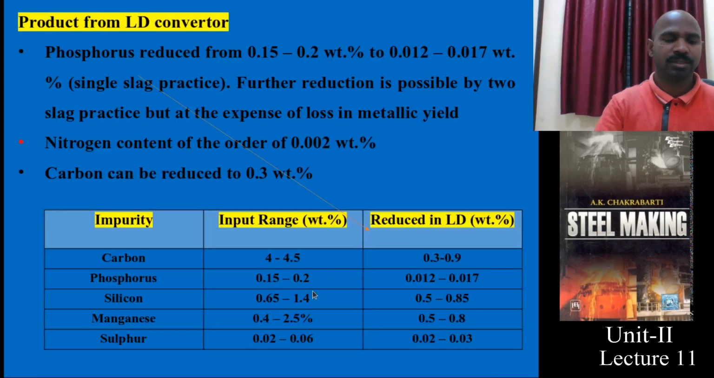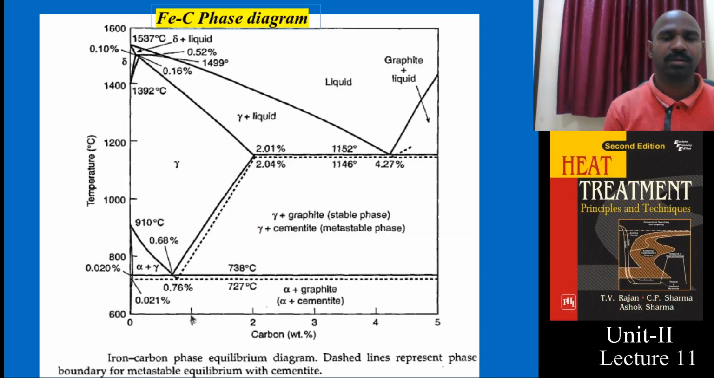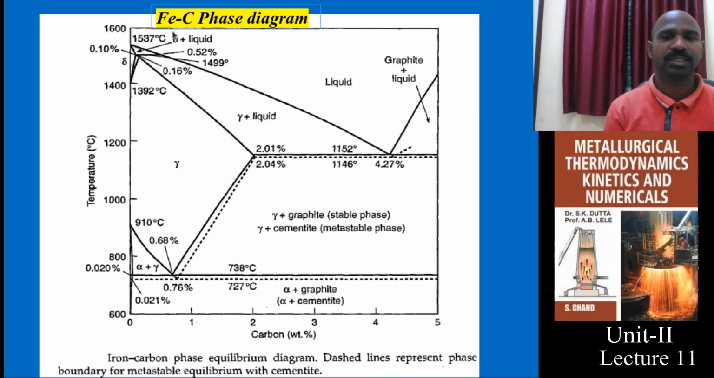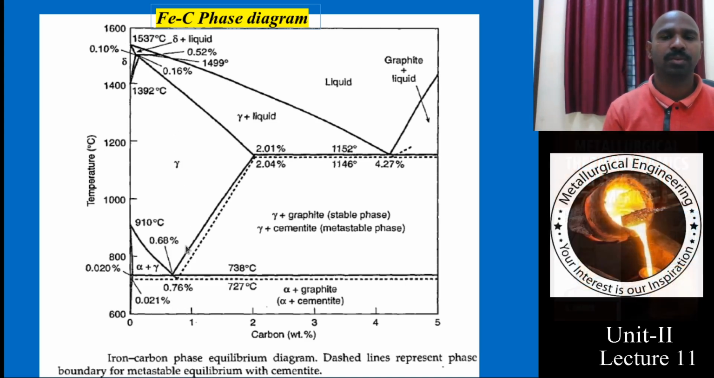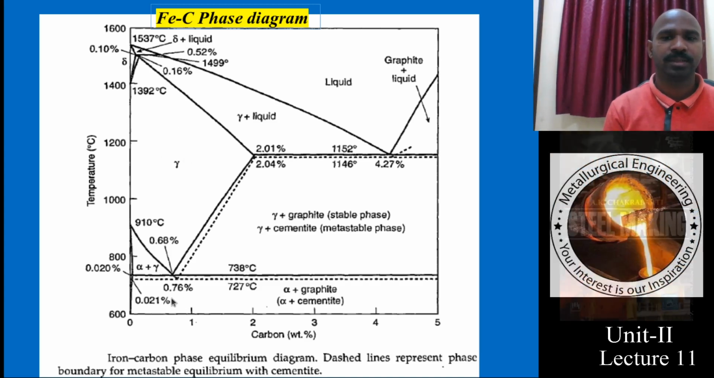So as you get an idea, with 0.3 to 0.9 percent carbon, it is less than 1. It goes to a maximum of 1600 degrees Celsius at the time of tapping. Less than 1 percent means medium carbon steels, or broadly plain carbon steels, can be produced using the LD converter.